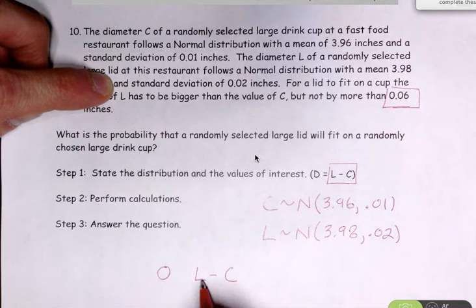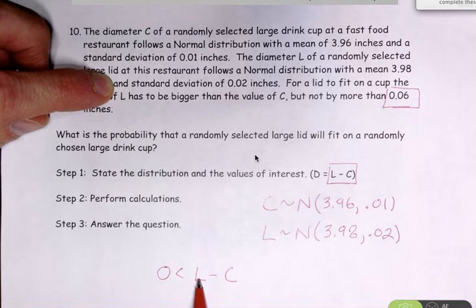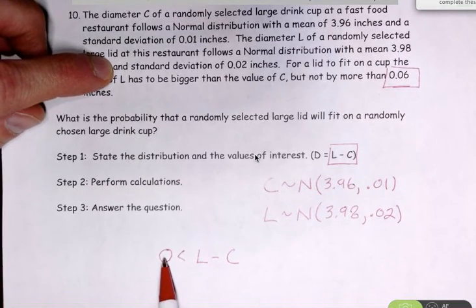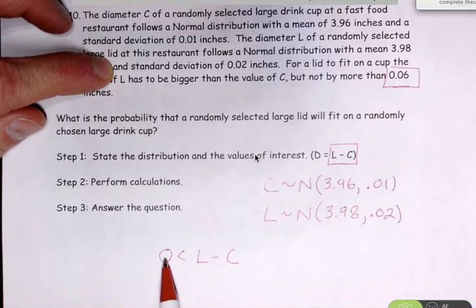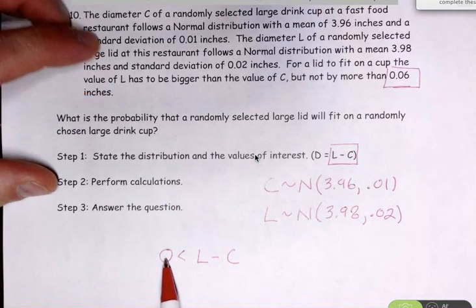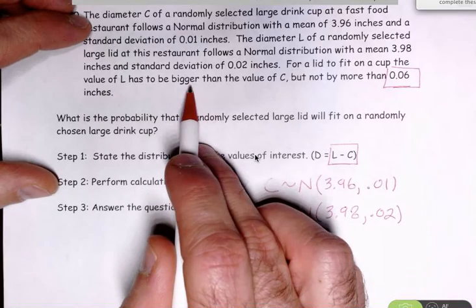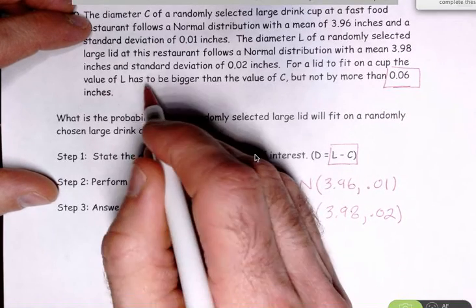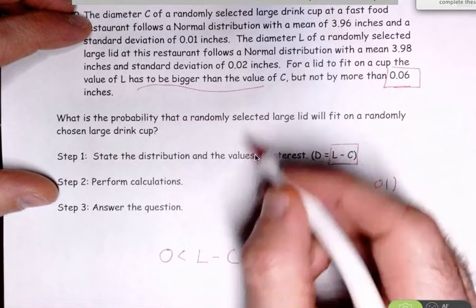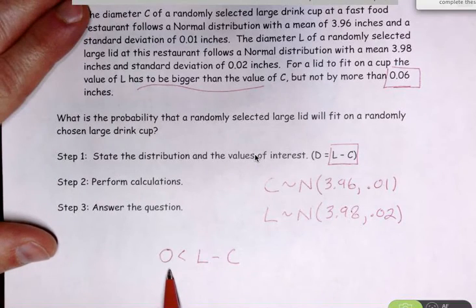In particular, 0 should be smaller than L minus C. Of course, that also says that L minus C is greater than 0 if you read it the other direction. So if they're equal to 0, they're exactly the same size and they won't fit. L has to be bigger than the value of C. So this statement gives me one of the values to which I want to compare.